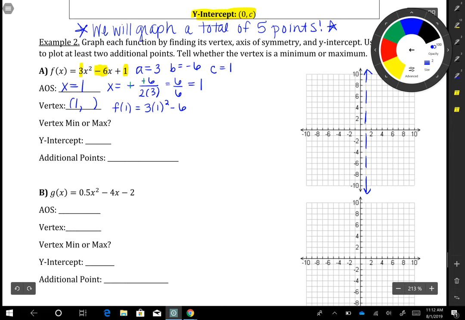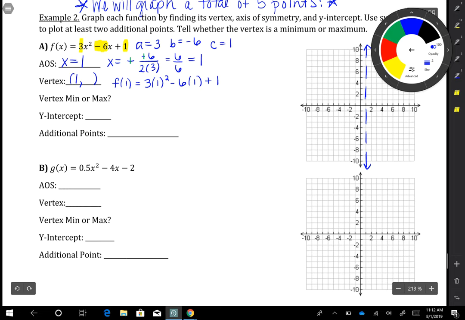So 3 times 1 squared minus 6 times 1, and then plus 1. Following the order of operations, in this first term, I should square 1, which is 1, and multiply times 3. That's 3, minus 6 times 1 is just 6, and then plus 1. And 3 minus 6 is negative 3, plus 1 is negative 2. So I knew my x-coordinate is 1. Now I know my y-coordinate is negative 2. And I'm going to plot that on my graph.